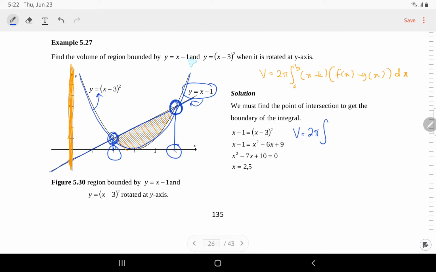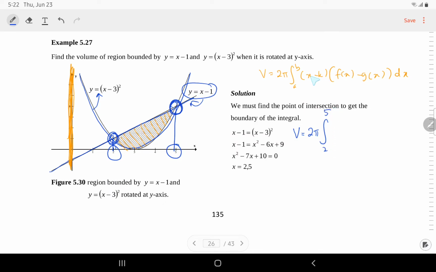So x minus 1 equals dengan x minus 3 square. Okay, and then bawa semua sebelah kiri equal 0. Selesaikan, find the value of x. So ini guna calculator saja. Boleh factorize guna calculator. And then we got x equal 2 or 5. So maksudnya 2 is here and 5 is here. So kita dapatlah dekat sini 2, dekat sini 5.